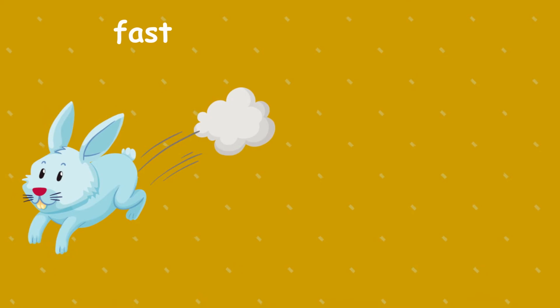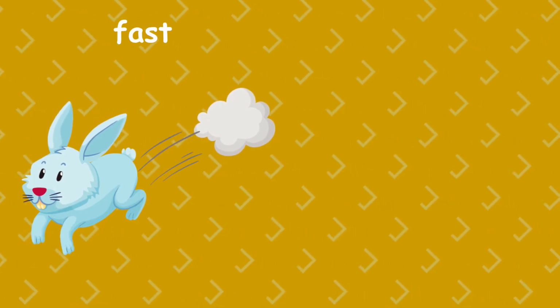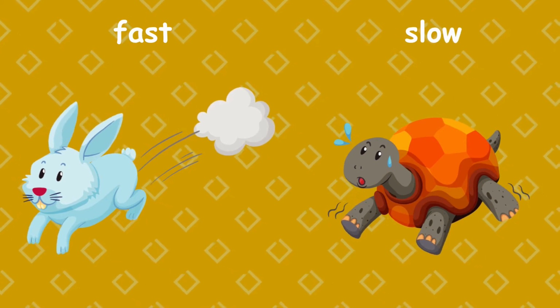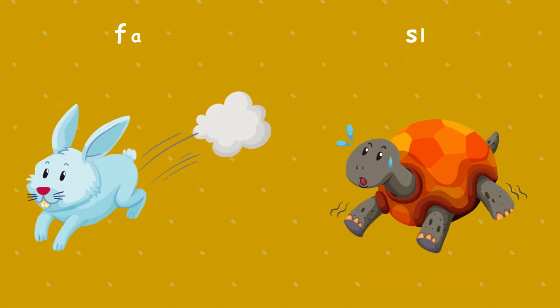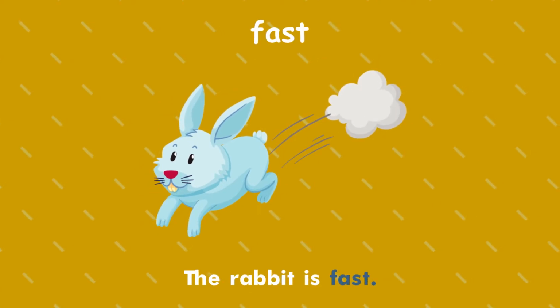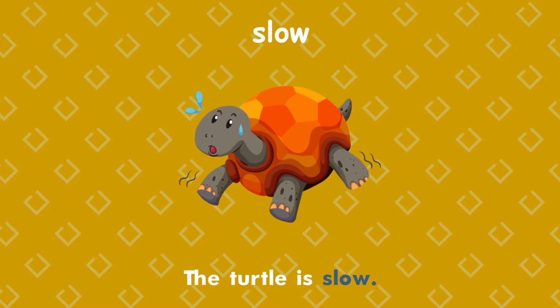Fast, fast. Slow, slow. The rabbit is fast. The turtle is slow.